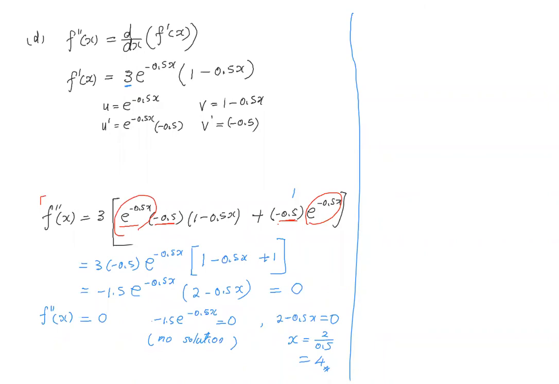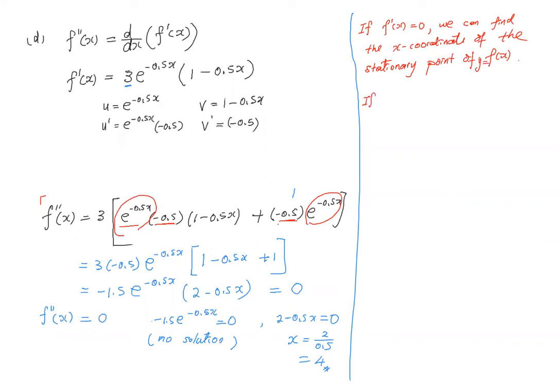So if f prime x equal to 0, we can find the x coordinate of the stationary point of fx, correct? Of y equal to fx.